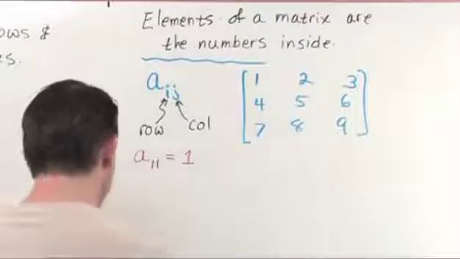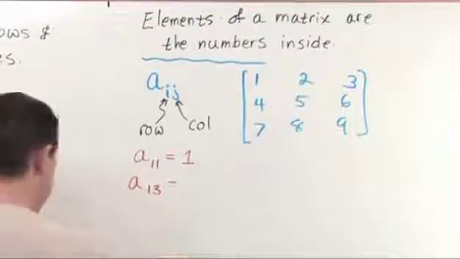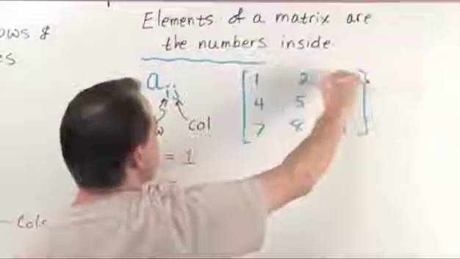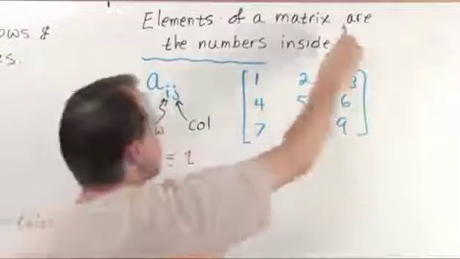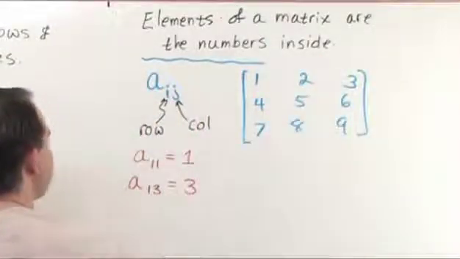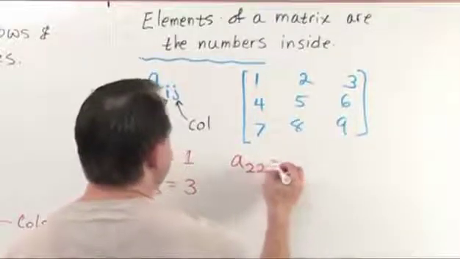Okay? So, what if you were trying to find A1,3? Okay? A1,3. First number is the row, so I'm on row number 1. Second number is the column. Column number 3, so the element is 3. Okay? Let's say I had to find A2,2.